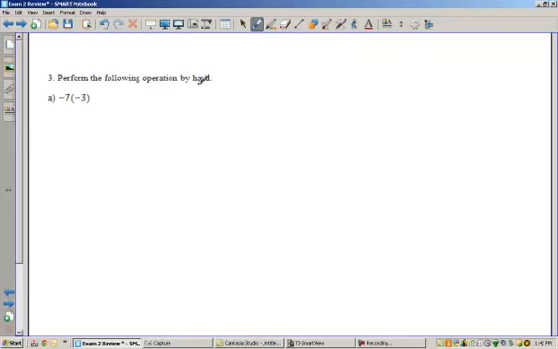So now we're going to perform the following operations by hand. Okay, so this is -7 times -3, and negative times negative is a positive, so this is just positive 21.